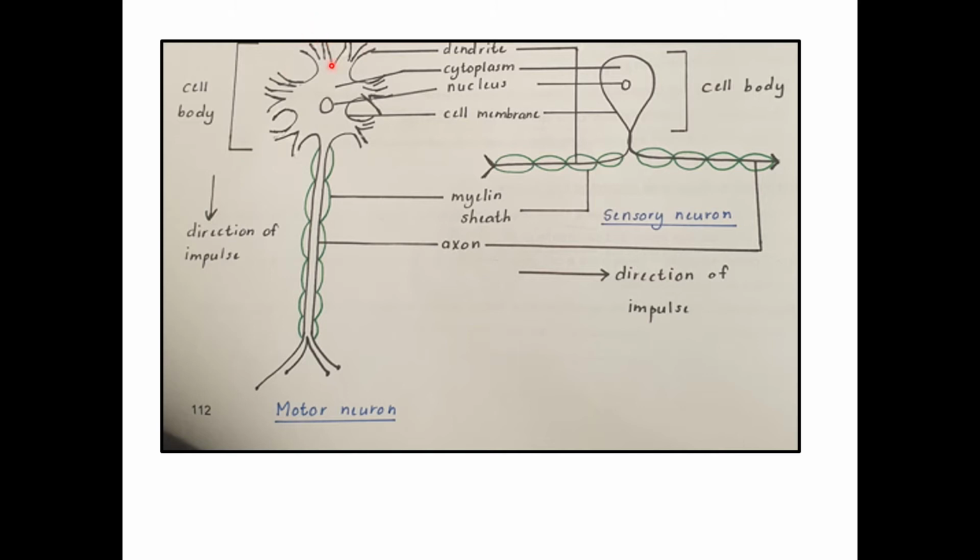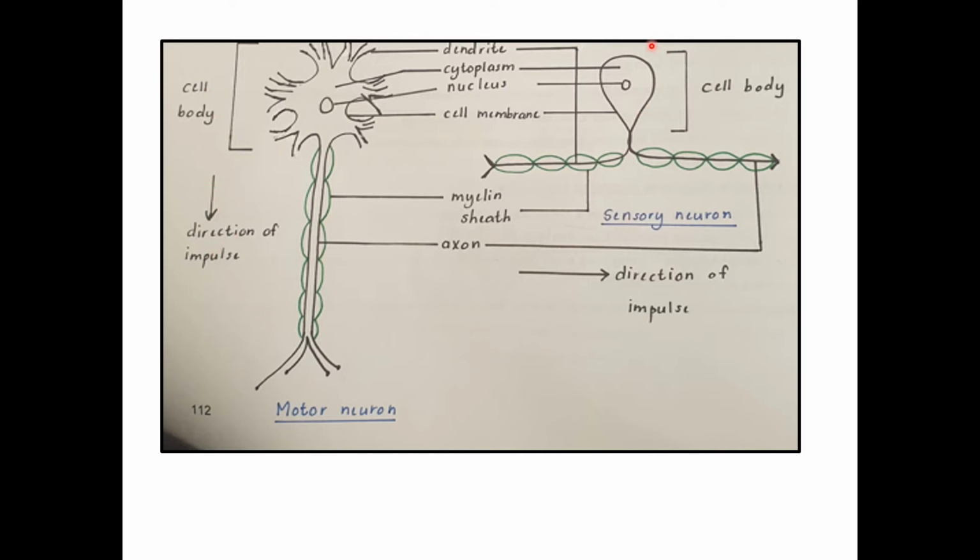So dendrites take the impulse to the cell body. This long structure here is the axon. The axon takes the impulse away, A for away. Around the axon is the myelin sheath, and that's the sheath that's responsible for speeding up the transmission of the impulse and for electrical insulation. So there I have direction of the impulse. Dendrites to the cell body, axon away. So the impulse travels in this direction.